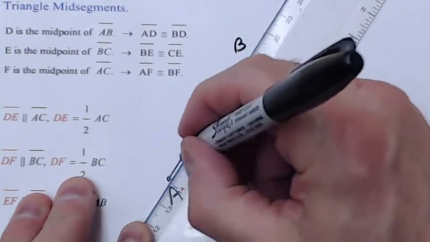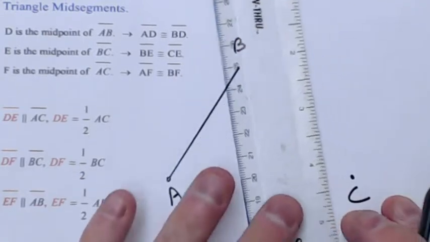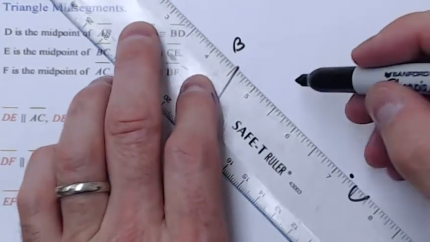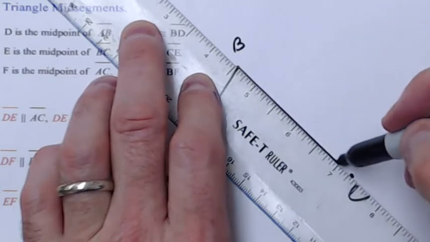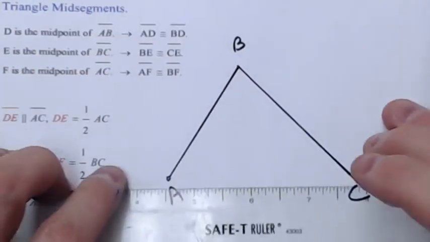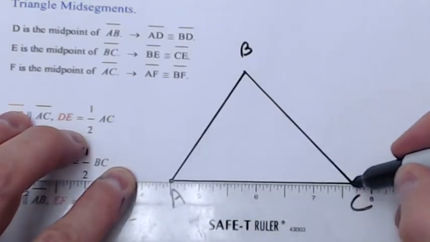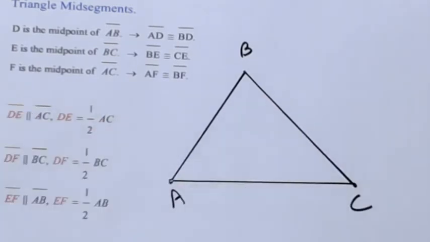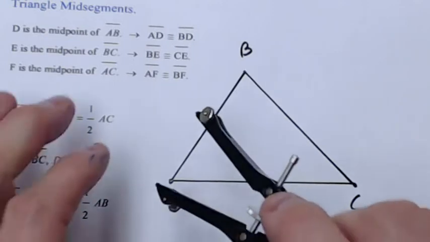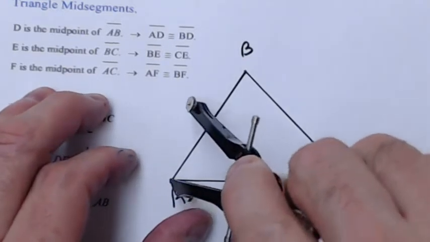So there's one, here comes BC, and here comes AC. Now we need midpoints. Now, we can be creative in how we make those midpoints. I'm going to use a compass for the first one, and then for the next one I'm going to use a ruler instead to measure.